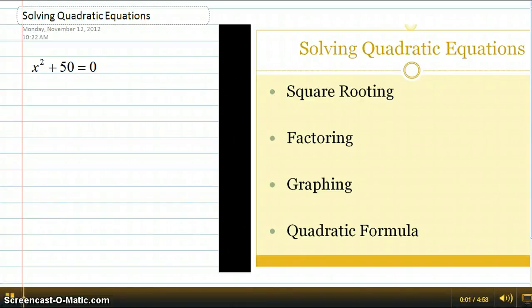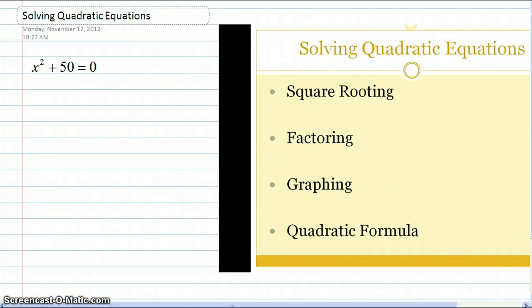of solving quadratic equations. The first method that we're going to use is square rooting. If you're going to use square rooting, you'll notice on your sheet that it could be an x plus a number squared equals another number. And your first step here would be to square root both sides.